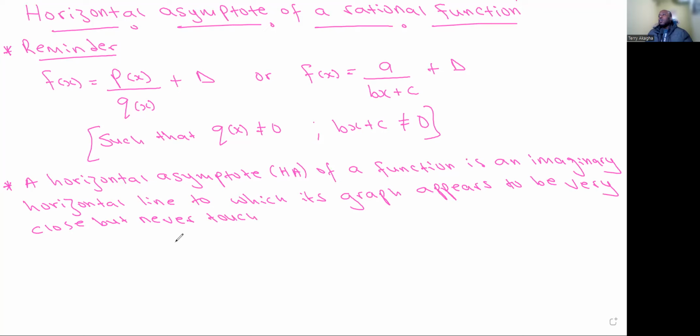So for instance, if this is the imaginary line, what we're saying is the graph is going to come very close, but it will never touch the line. All right? Good. So that's the horizontal asymptote. But remember, this is different to the vertical. The vertical asymptote was like this, where you have the line coming close to the vertical asymptote, but it will never touch it. We've discussed this already in the previous video. Now, what we're going to talk about is the horizontal asymptote and how to find it.